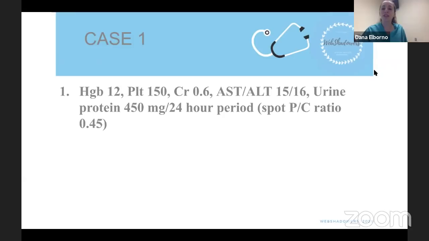So for her, we check her labs and her hemoglobin is normal at 12. Her platelets are borderline at 150 and her creatinine is normal at 0.6. AST and ALT are liver function tests, standing for something I can't remember. I'm post-call. Something like alanine transferase. And then her urine protein creatinine ratio is elevated with a urine PC ratio of 0.45, normal being less than 0.3, which correlates with a 24-hour urine protein collection of 450 milligrams in a 24-hour period. And again, normal for that is less than 300 milligrams in a 24-hour period.